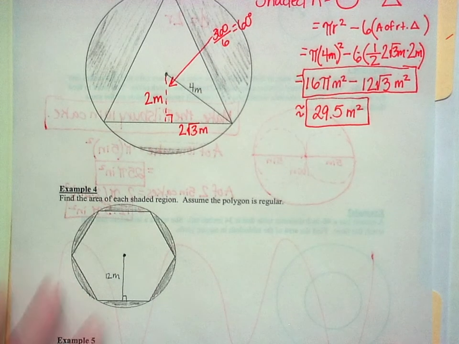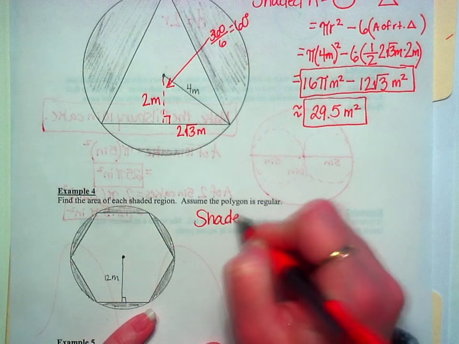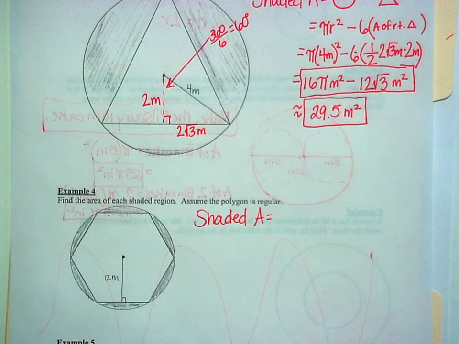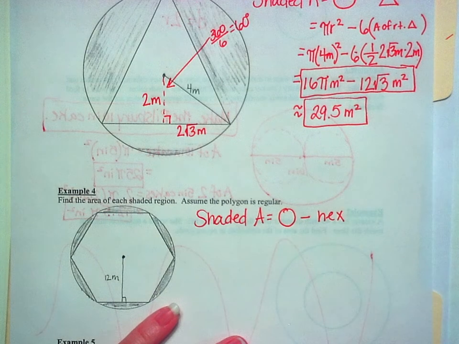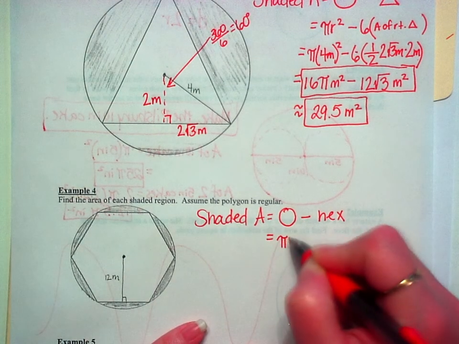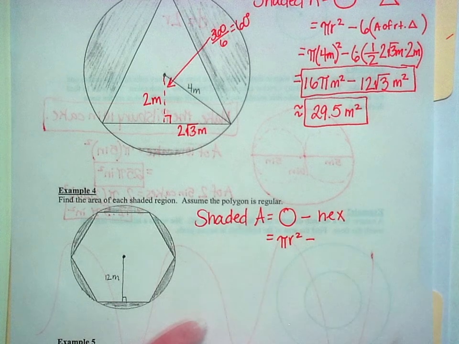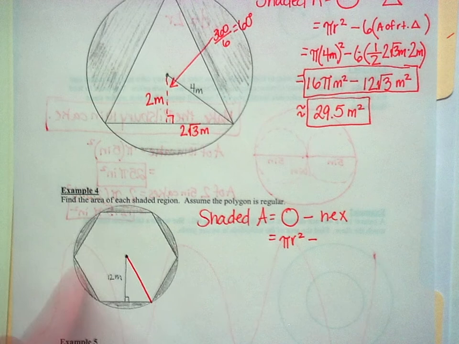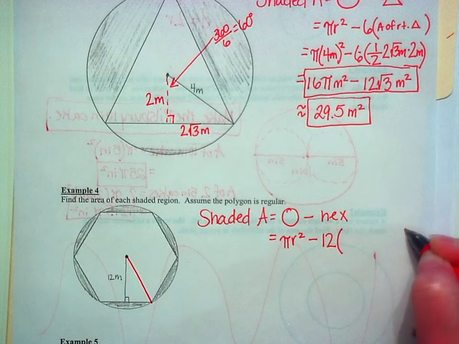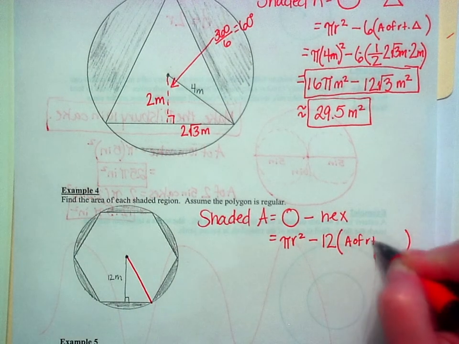Okay, so on this one, our shaded area is going to be circle minus hexagon. Because again, the hexagon's not shaded, so we have to subtract that. Okay, for a circle, we do pi r squared. And for the hexagon, look over here, we're going to take the right triangle and multiply it by 12, because I can fit 12 right triangles inside my hexagon. 2 here, and that would happen on every side. So 2, 4, 6, 8, 10, 12. So 12 times the area of the right triangle.